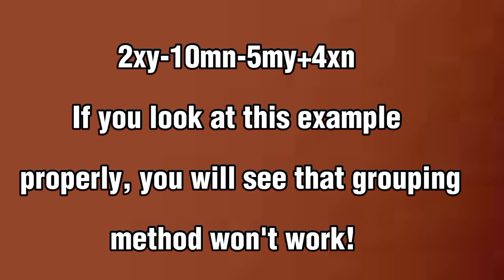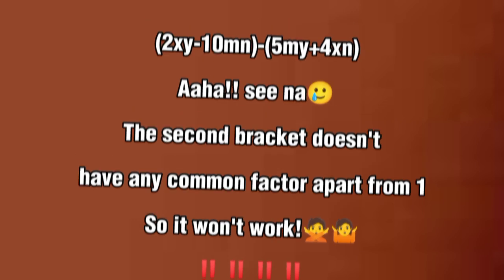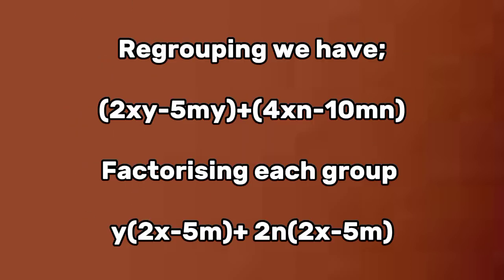If you look at this properly, you'll see that the grouping method will not work. See now, the second bracket doesn't have any common factor apart from 1, so it won't work. Here we regroup so we can get a common factor. So regrouping, we'll have that y can divide what is in the first bracket without a remainder, and when y divides 2xy, you'll be left with 2x. When y divides minus 5my, you'll be left with minus 5m.